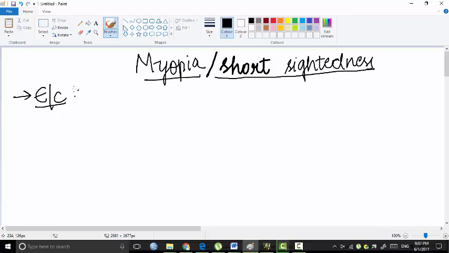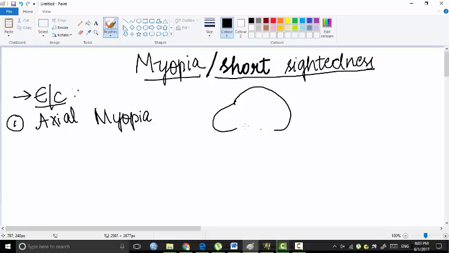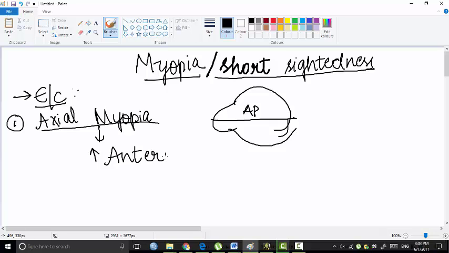Etiological classification. The etiological classification of myopia is similar to hypermetropia, where there is axial myopia, where the anterior-posterior length, if you see, this is the eyeball, the anterior-posterior length is increased. In axial myopia, there is increased anterior-posterior diameter. That is the important feature of axial myopia.